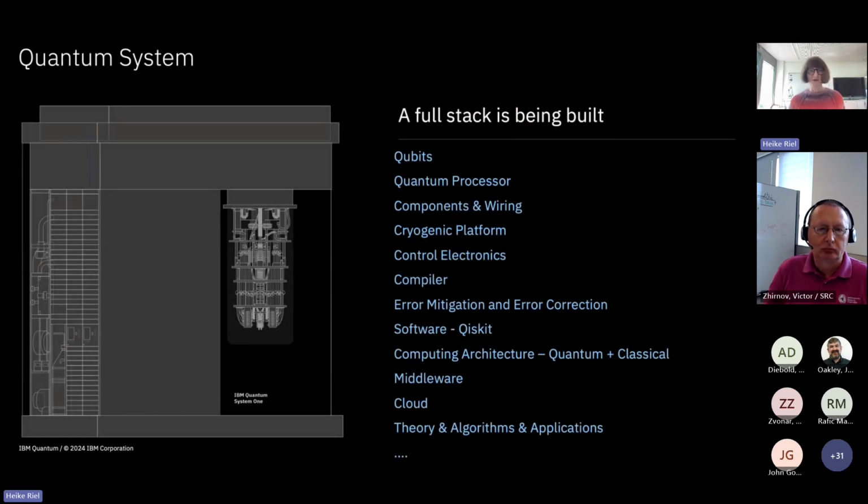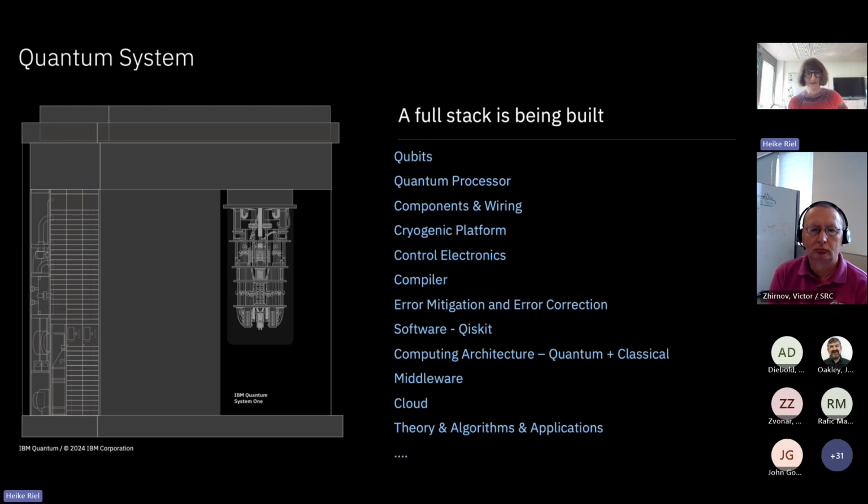It starts from the qubits, which I mentioned before, but a single one isn't enough. You need to scale to a big number of qubits, therefore you have a quantum processor. You need the components and the wiring, the cryogenic platform. Control electronics is very important. And here you can ask, there are also new developments of going to cryo-CMOS, etc.